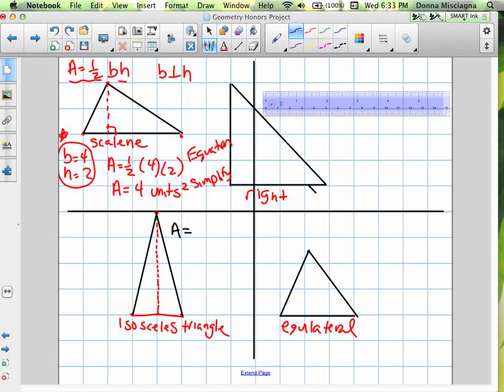Area equals, so base here is 2. Height is 1, 2, 3, 4. Well, I must have liked 2 and 4, probably because these blocks are really big, so I don't have a whole lot of space. So the area is 1/2, 2 times 4. I think I know what it's going to be. So the area is 4 units squared. Hopefully, don't make all yours the same. If it ends up that you accidentally make 2 the same, it's okay. But try and make them a little bit differently.